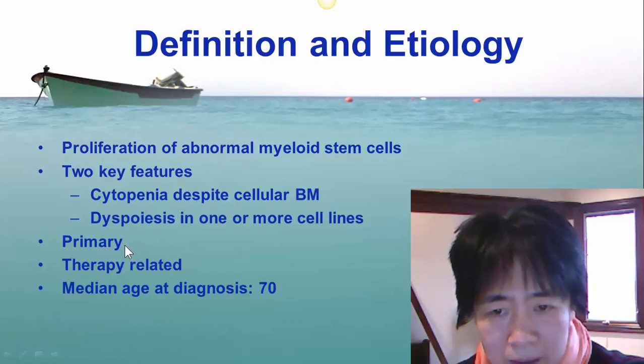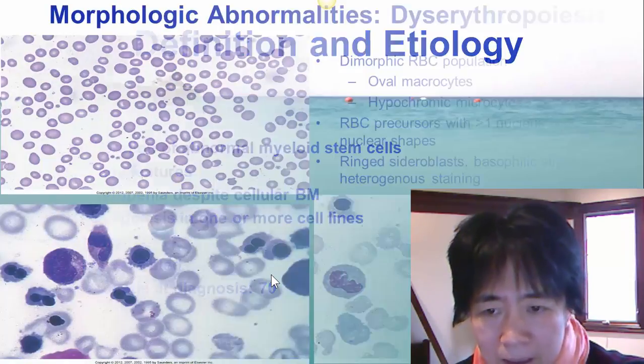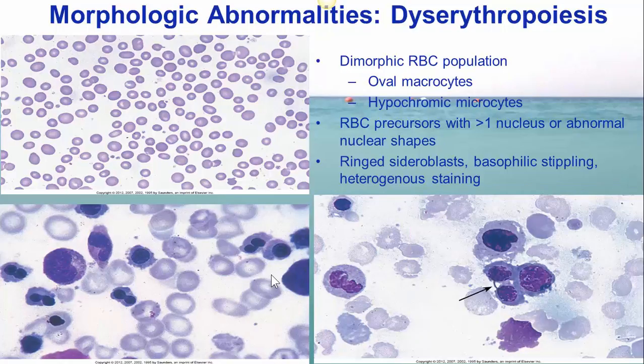It can be primary, caused by chemical insult, radiation, or viral infection. It can be secondary to chemo or radiotherapy. The median age at diagnosis of MDS is 70 years old.